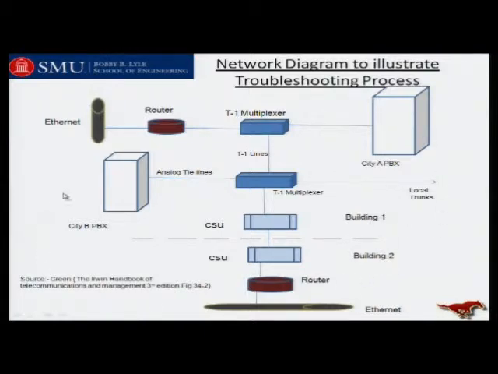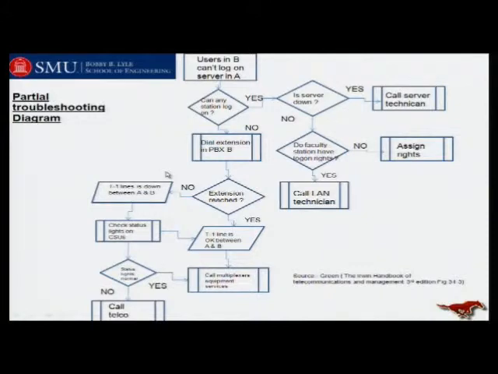So in such a huge network, if there is a network failure, it's very difficult to debug the network or rectify the error until and unless you have something called a partial troubleshooting diagram. This is a very important point in this chapter, and we'll discuss what a partial troubleshooting diagram is. A partial troubleshooting diagram is nothing but a flowchart.